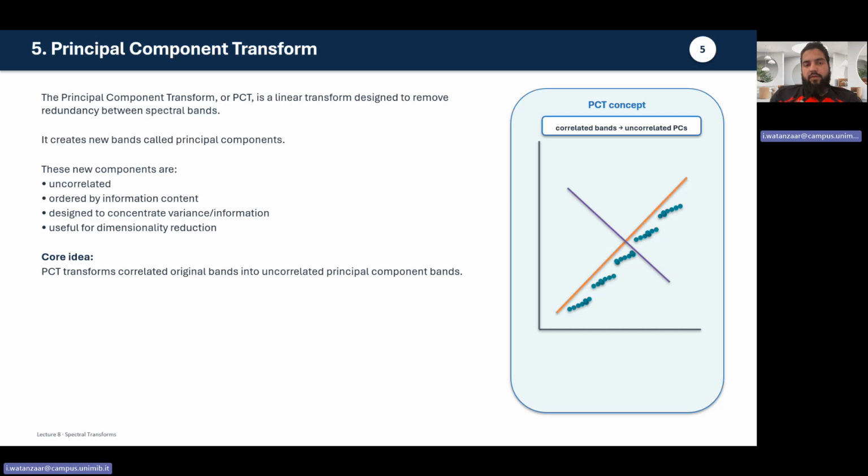The components are ordered by information content and designed to concentrate variance information, and this is useful for dimensionality reduction. That is the main idea. PCT transforms correlated original bands into uncorrelated principal components. That's the main idea, they are trying to uncorrelate the bands. It is useful for the information to be uniquely identified from the other bands.